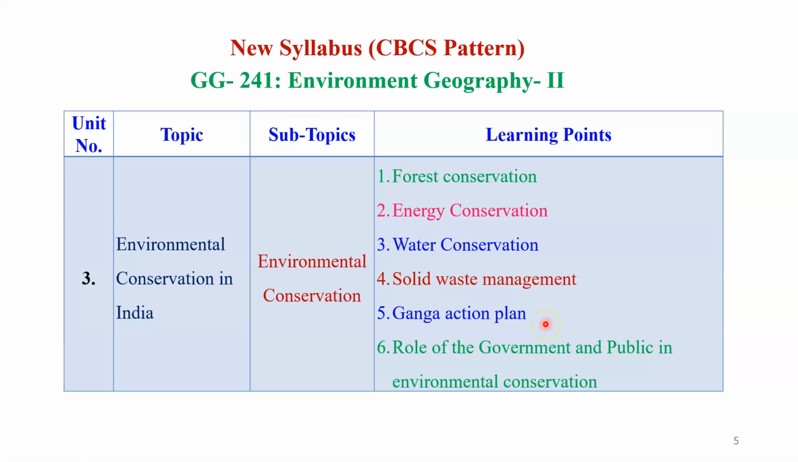The Ganga Action Plan was launched by our late Prime Minister Sri Rajiv Gandhi on 14 January 1986. The main objective of this action plan was to improve the quality of water of the Ganga River, and for that purpose the Ganga Action Plan was launched and implemented. That we are going to discuss here in this topic.